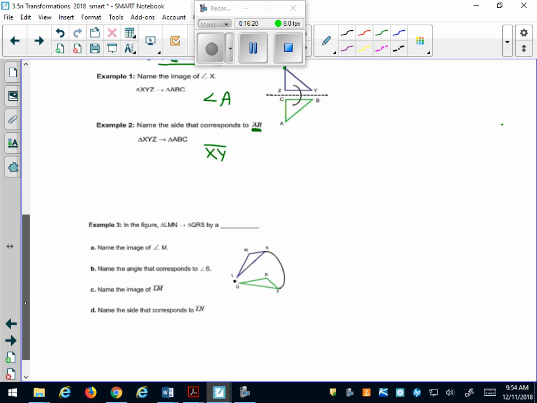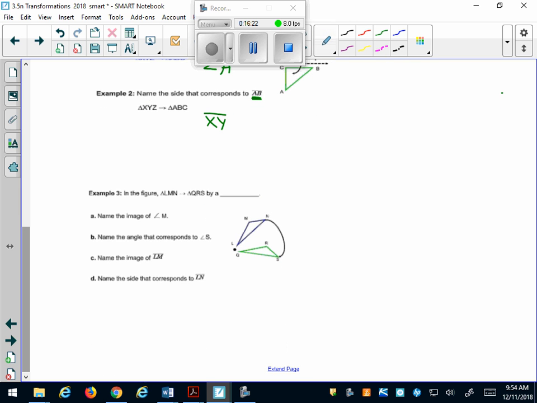All right, you guys try example 3 here. Triangle LMN maps onto QRS by a, what is this one? Rotation, right? And you guys try A through D.